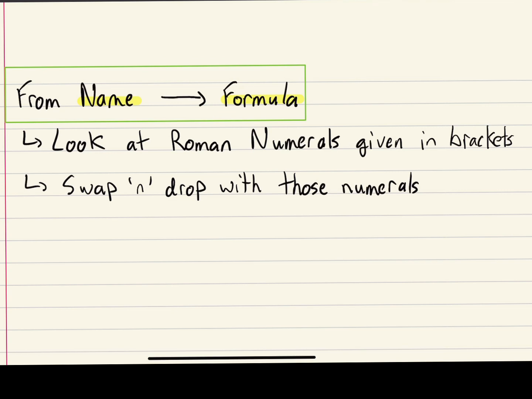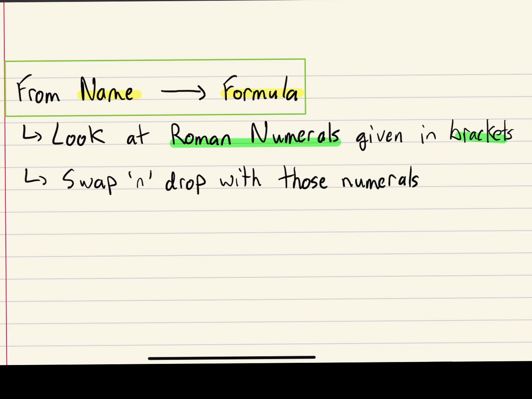So when we're moving from the name of a compound to the chemical formula, we're going to look for the Roman numerals that are given in the brackets. And then once we identify the Roman numerals given in the brackets, that's going to refer to the charge that we're using for the transition metal. So then we're going to swap and drop with those numerals.